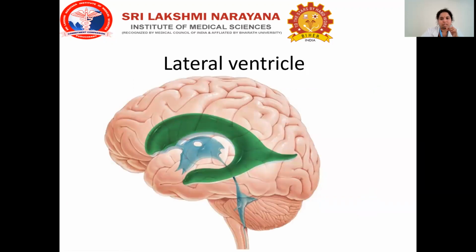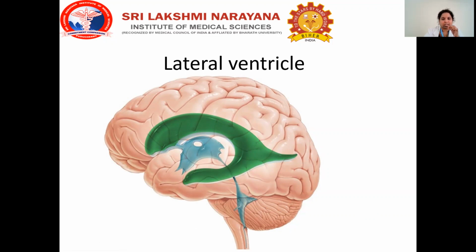Now, coming to lateral ventricle, there are two lateral ventricles present in either cerebral hemisphere. It is a C-shaped cavity. The lateral ventricles communicate into the third ventricle through the small interventricular foramen of Monro. And a single third ventricle is present, which communicates into the fourth ventricle through the cerebral aqueduct.